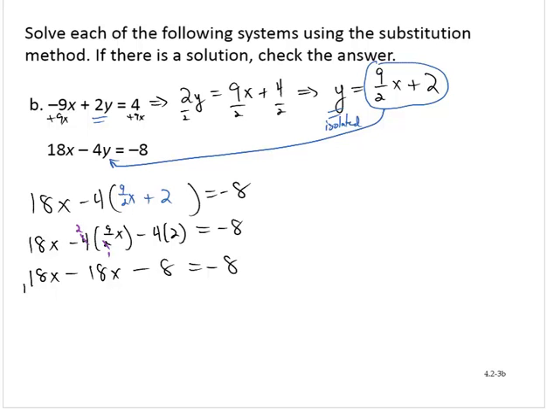Notice here, the 18x minus 18x is 0. So again, the variables drop out. And so I end up with 0 minus 8 is negative 8. So I have negative 8 equals negative 8. So the variables dropped out, and I'm left with a true statement.